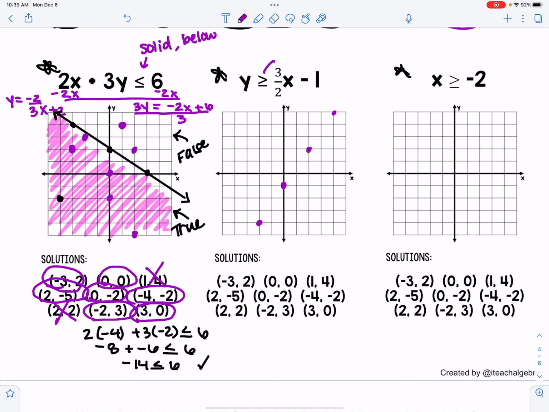Again, that's still going to be a solid line because I have the or equal to part. So solid line, and since it's greater than, I'll shade above that line. So solid line there, and I will shade above.